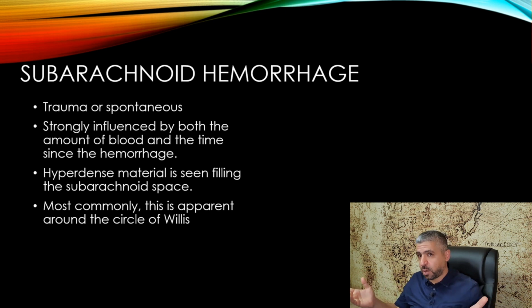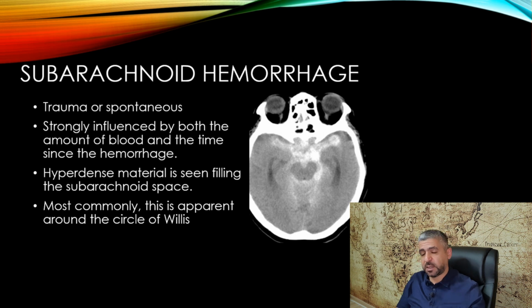Subarachnoid hemorrhage can be due to trauma or can be spontaneous or idiopathic. And the appearance will be strongly influenced by the amount of blood and the time since the hemorrhage started. What we look for is a hyperdense material that is filling the subarachnoid space, usually around the circle of Willis. And why is that? Because the circle of Willis is the most common place of aneurysms. You see a lot of aneurysms in the circle of Willis, and they are a common cause of subarachnoid hemorrhage.